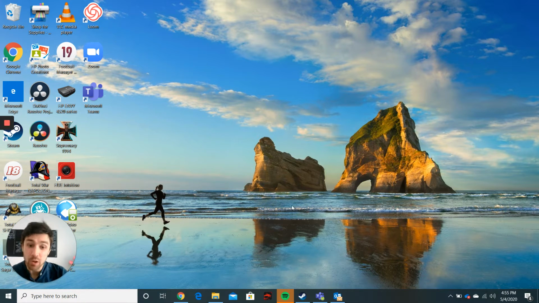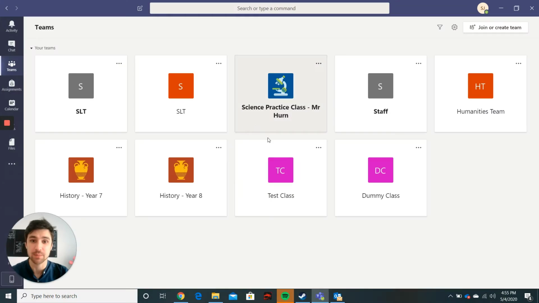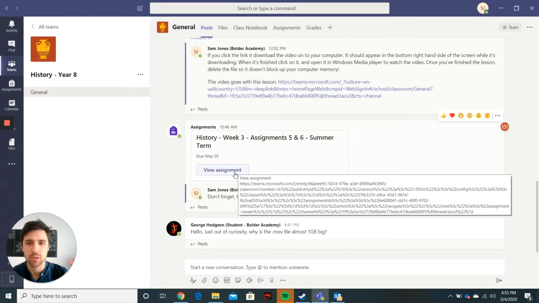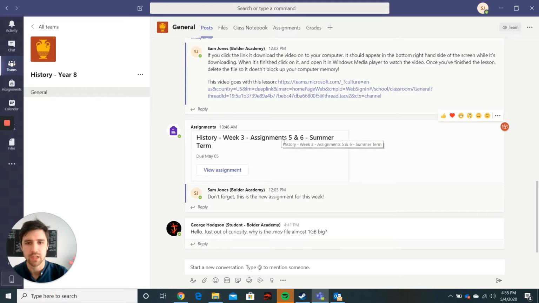So, like always, all of your work is accessible on Microsoft Teams. You're going to go to your Teams page. You're going to click on History Year 8. A couple of ways you can do it. You can either just simply click on View Assignment here. This is this week's assignment, week 3, assignment 5 and 6, summer term.